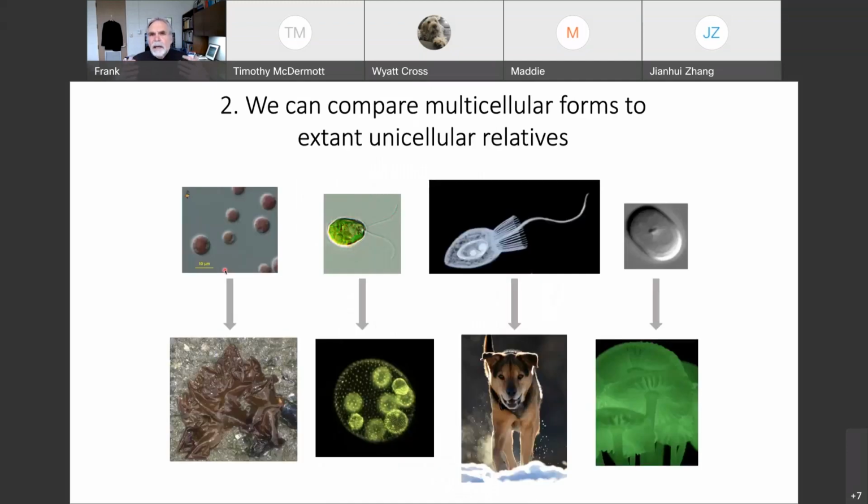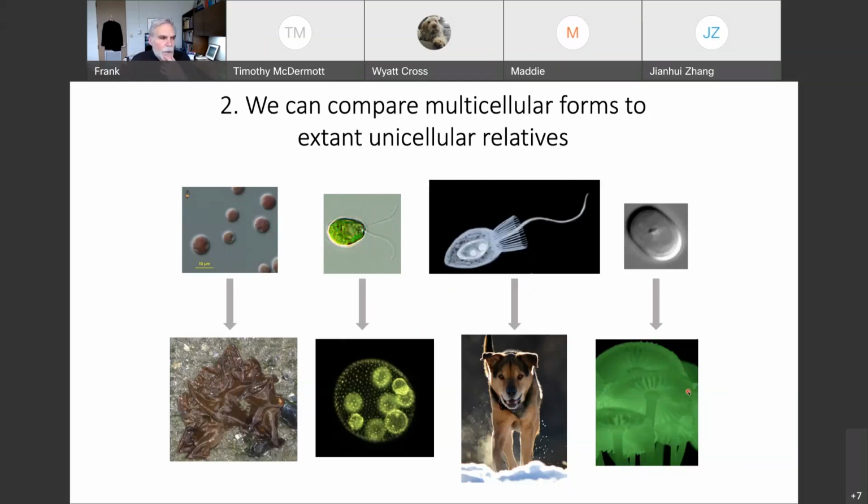Another approach, a comparative approach, chiefly based on morphology and cell biology, is to compare multicellular forms to extant unicellular relatives. And so, as I said before, this choanoflagellate, or an ancestor like this, is supposedly the ancestor of animals, including organisms like sponges, again, Chlamydomonas and Volvox, and yeast-like organisms and these mushrooms.